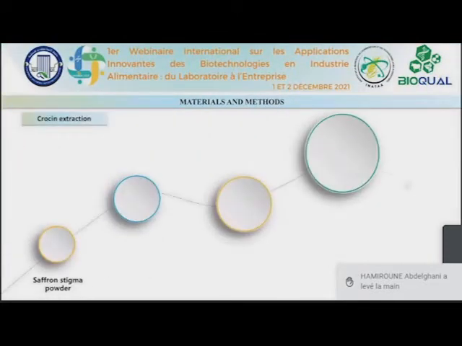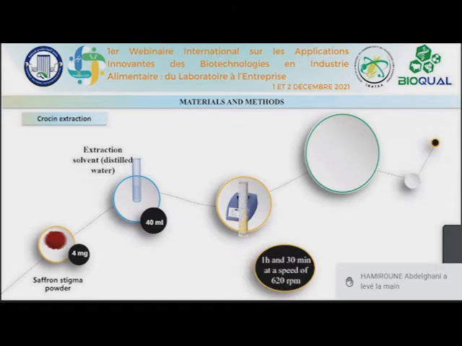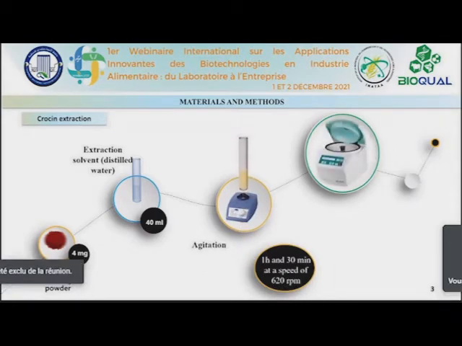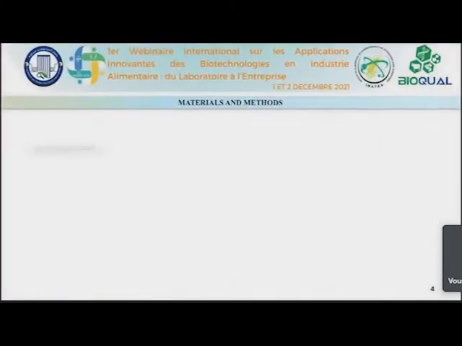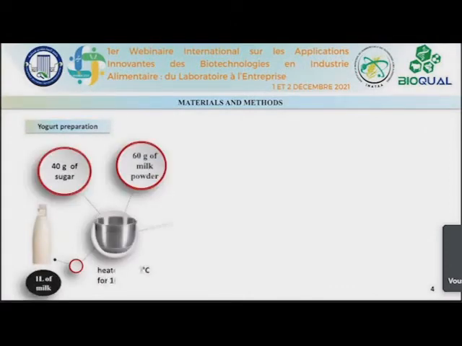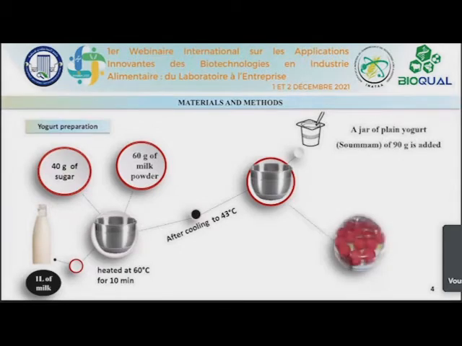Now we go to the materials and methods part. We start with the extraction of the crocin. For this we need saffron stigma powder, which is diluted in a solvent and subjected to stirring, centrifugation and finally filtration, and we get our crocin extract. For the preparation of our yogurts, we need milk, sugar and milk powder, which we heat at 60 degrees for 10 minutes. After cooling to 43 degrees, we add a pot of natural yogurt and we ferment in a yogurt maker.